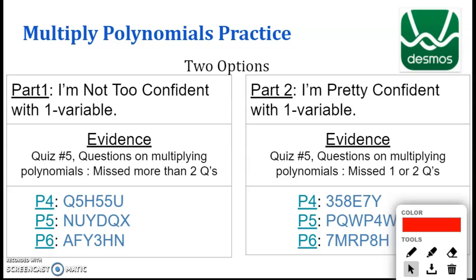And again, I am not going to go through the Desmos activity because it will help you work through the problems as well as reveal the correct answers so that you can figure out what you're doing wrong.